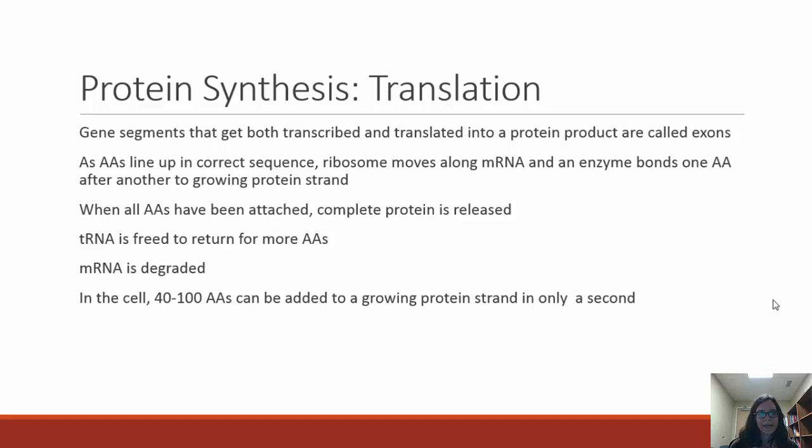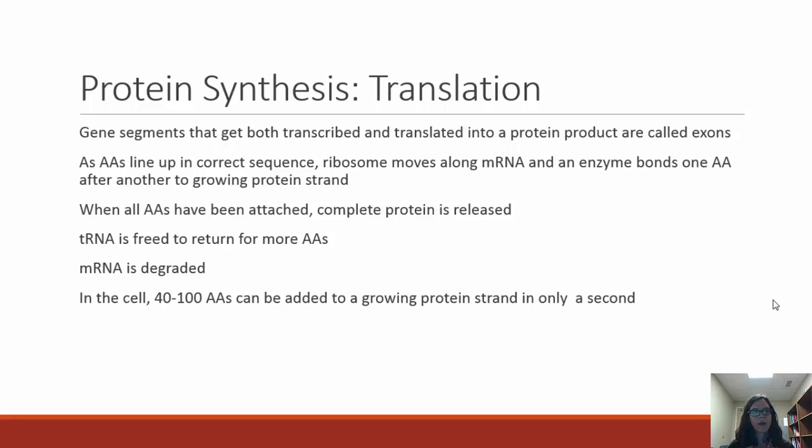Gene segments that get both transcribed and translated into a protein are called exons. So when the mRNA is making the protein, as the amino acids line up in the correct sequence, the ribosome moves along the mRNA and an enzyme bonds one amino acid after another onto the growing protein strand. And I do have a little video to show that I think will help elucidate how this happens.